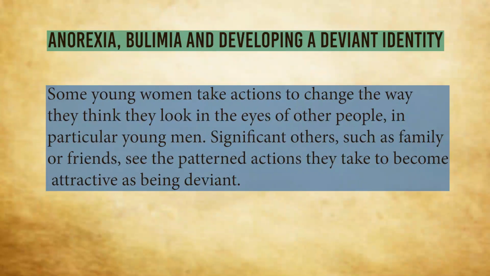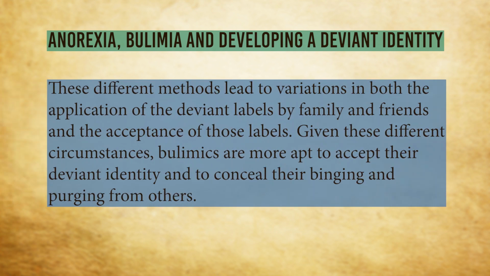I'll end with this: anorexia, bulimia, and developing a deviant identity. Some answers to these questions come from comparisons of anorexics and bulimics. They say some young women take action to change the way they think they look in the eyes of other people, in particular young men. Significant others, such as family or friends, see the patterned actions they take to become attractive as being deviant. These different methods lead to variations in both the application of the deviant label by family and friends and the acceptance of those labels. Given these different circumstances, bulimics are more apt to accept their deviant activity and identity and to conceal their bingeing and purging from others.